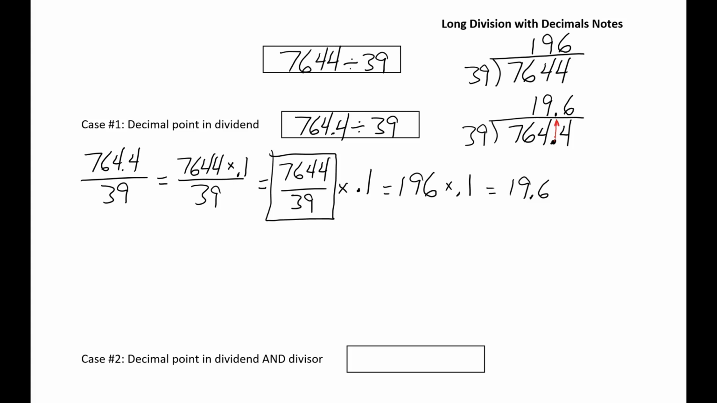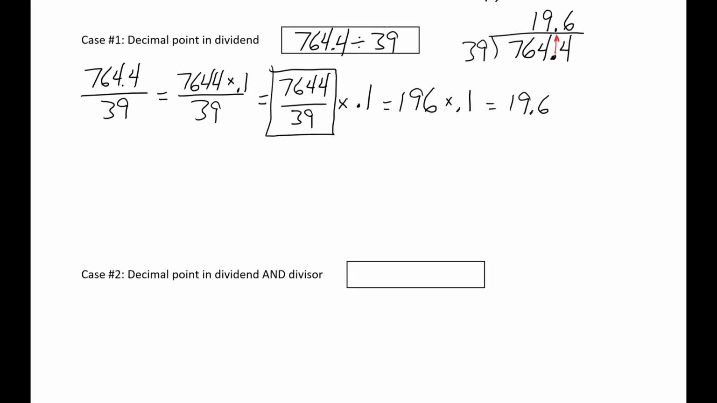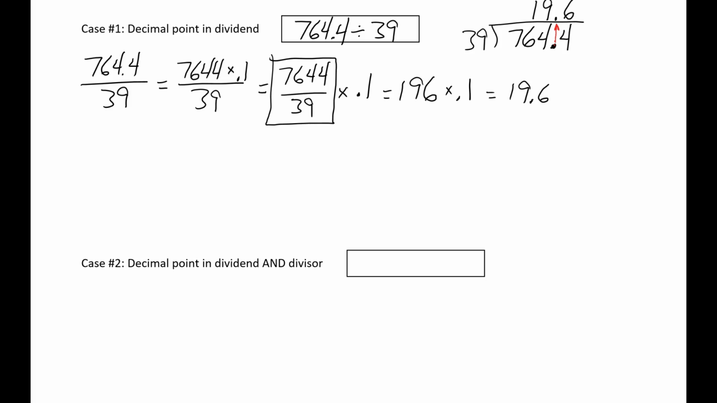Okay, so let's take a look now at case number two, where I have a decimal point in both my dividend and my divisor. And so I'm going to do this division problem, 76.44 divided by 3.9, which is going to look like this, 76.44 divided by 3.9. And again, I'm going to start by rewriting this division expression.